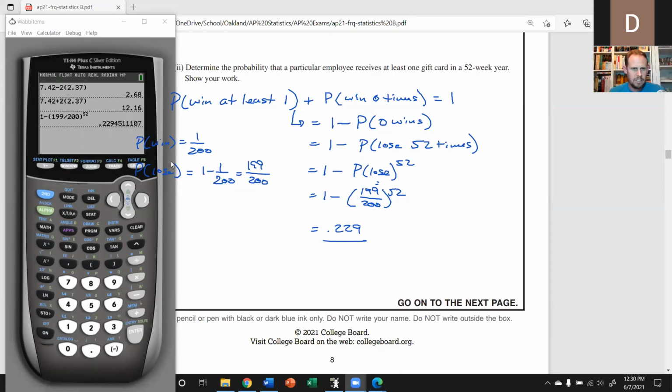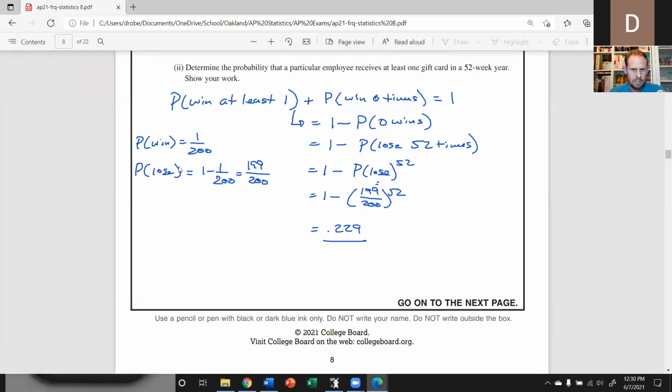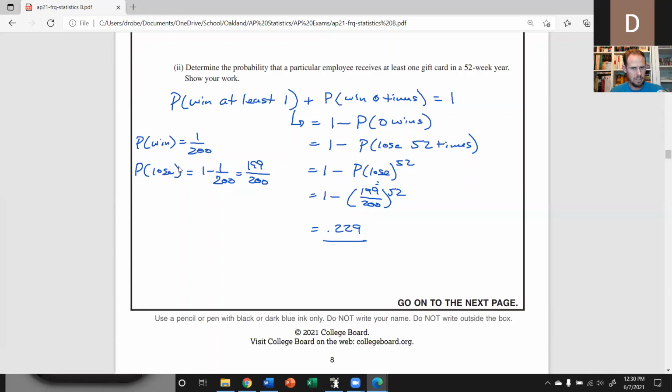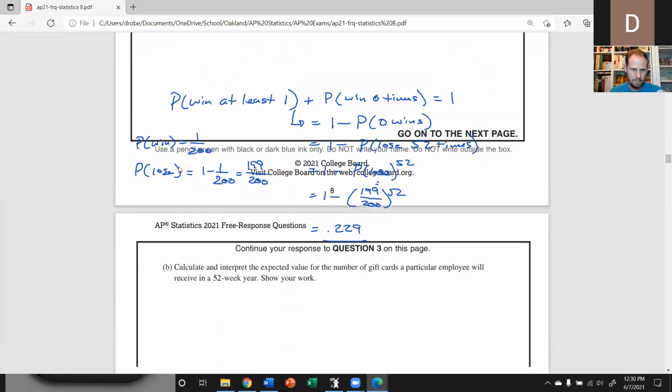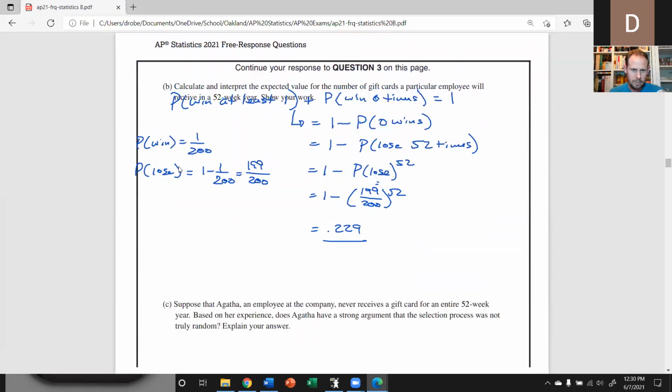All right, but there's our answer to that one. That's it. It's just 1 minus the probability that they lose 52 times is the probability that they win at least once. Complementary probabilities. All right, moving forward.